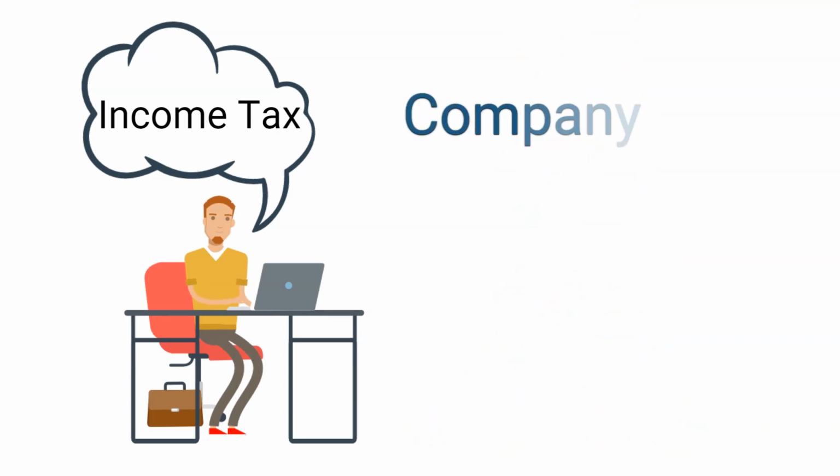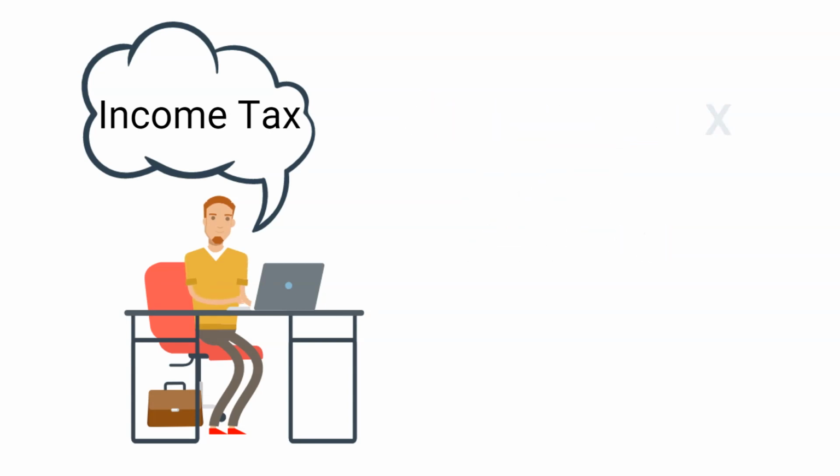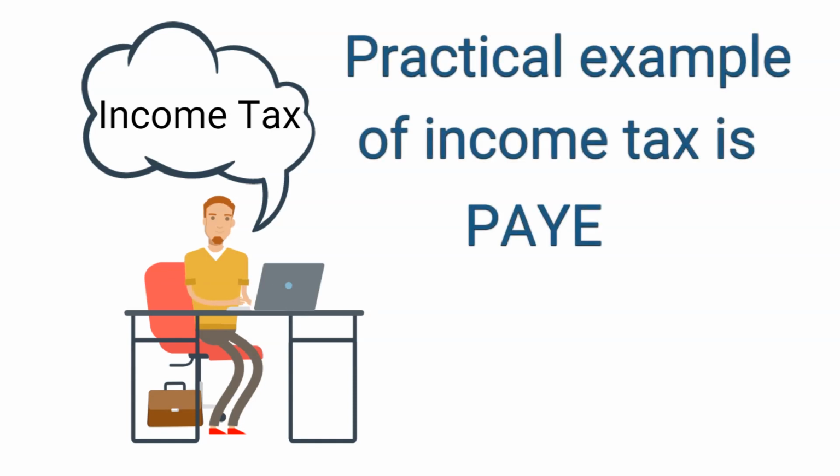A company does not follow the same route, but rather is taxed at a flat rate of 28% regardless. We will talk about the different ways in which a company can change this, so that they can lower the rate applicable at a later stage. The practical example of this is pay as you earn, also known as PAYE.